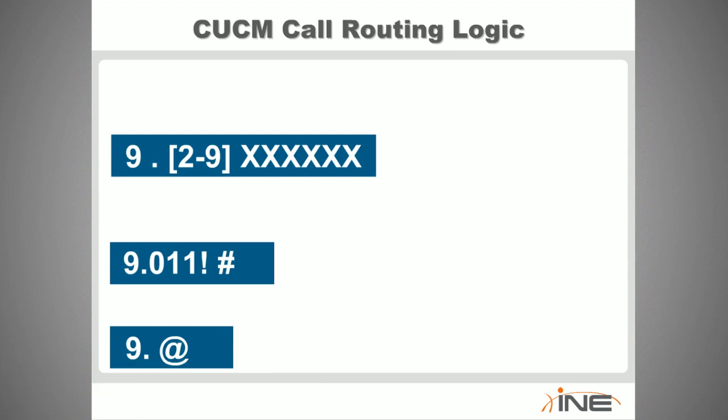Okay, so taking a look at basic CUCM call routing logic to begin with. We see we have a few different patterns here. These look like they are external PSTN patterns of some type. To begin with, we see 9, dot, left bracket 2 through 9, right bracket, and then we have 6 X's.